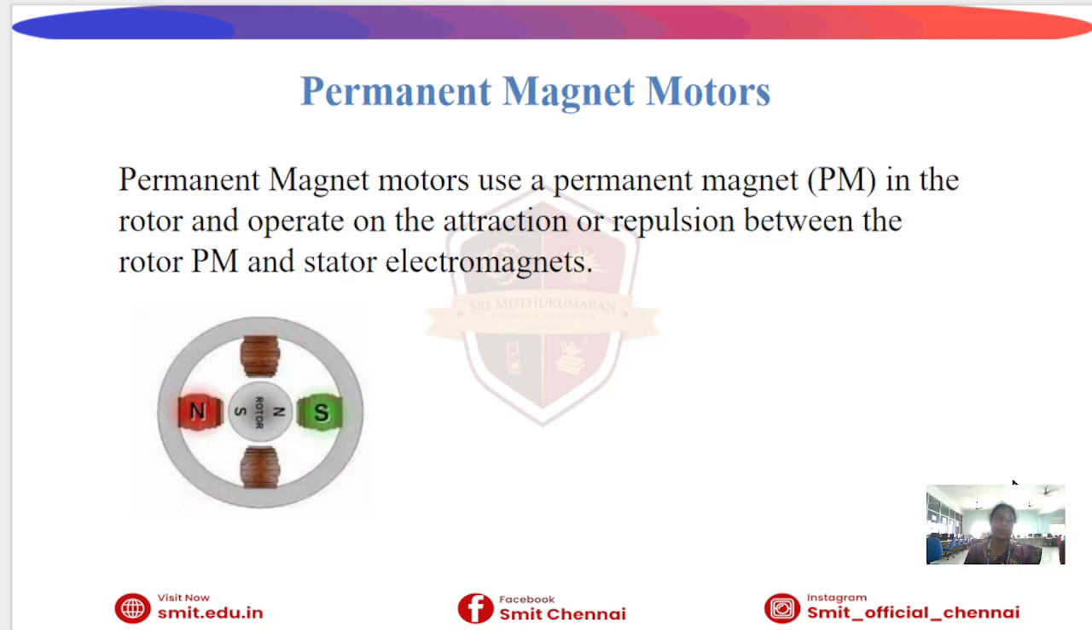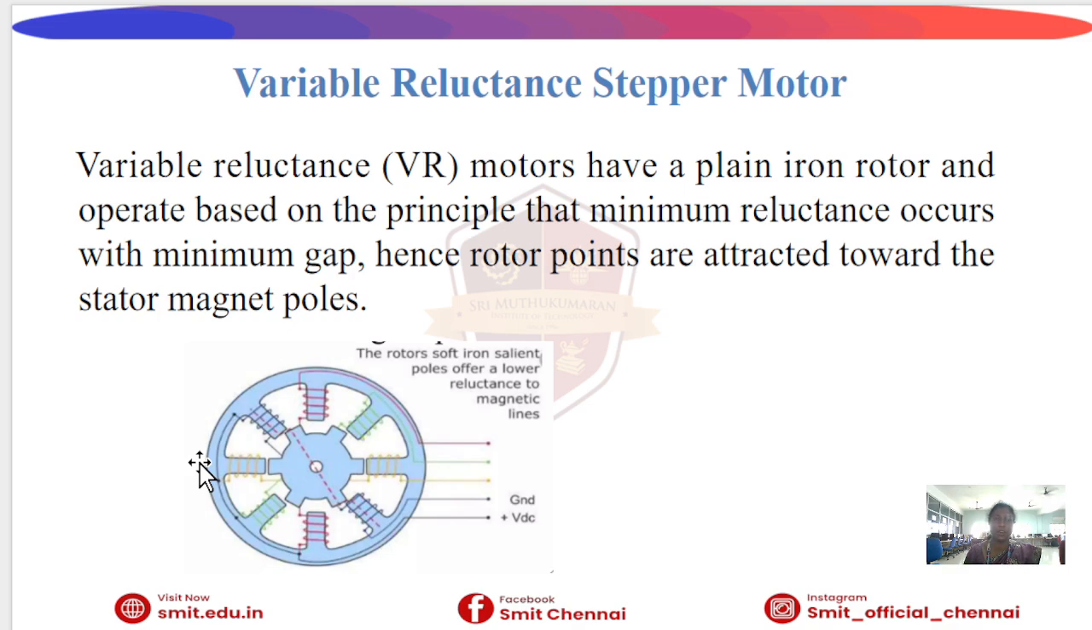What is the permanent magnet motor? In this motor, the rotor contains a permanent magnet. The stator produces an electromagnetic force when the current flows through the windings. So the rotor moves due to the attraction and repulsion of the magnetic poles. If there is the same force, it will repel; if there is the opposite force, it will attract. The advantage is that it has a simple construction and good torque, and it is used in small devices.